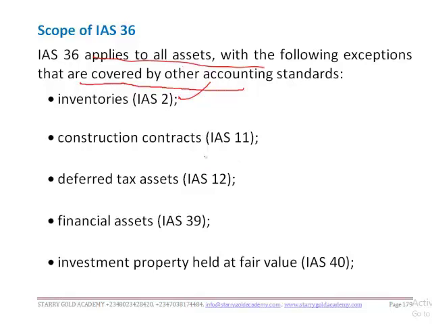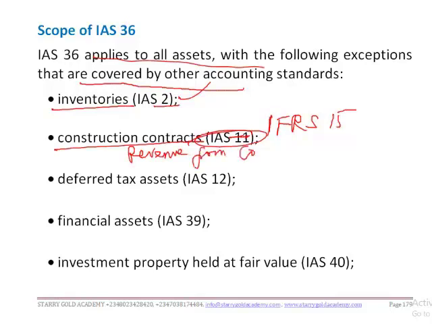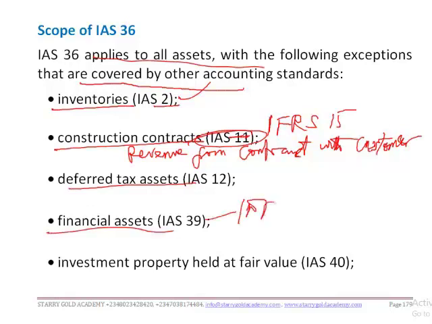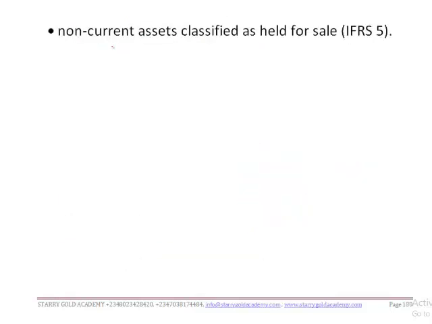So now, such as inventories, transactions covering inventories that we discussed under IAS 2; construction contracts, formerly IAS 11, but now covered by IFRS 15, revenue from contracts with customers. Are we together? So we also have deferred tax. We have financial assets, IFRS 9. We also have investment property held at fair value, IAS 40. We have non-current assets classified as held for sale, IFRS 5. So all these are exempted from the treatment of impairments under IAS 36.